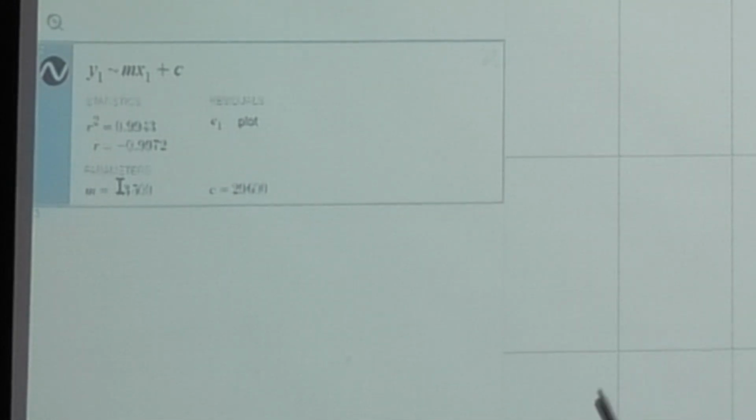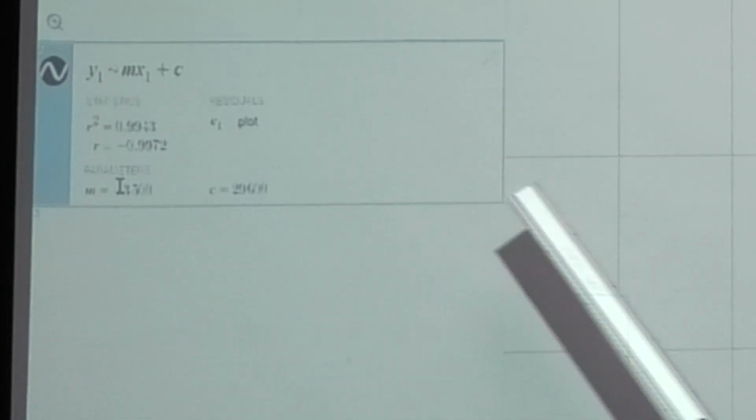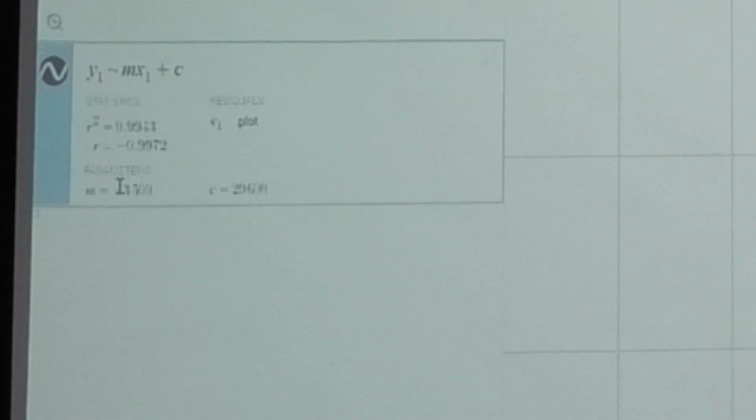Negative 3,500, correct? Is that the same as what we had before? No, it's not exactly the same, is it? Is it pretty close? It is pretty close. So what this is giving us is the line of best fit that gives us the closest fit to the points. So it's the best line of best fit the computer model can have. So it's probably better than our model, but that's okay. There's nothing wrong with that.